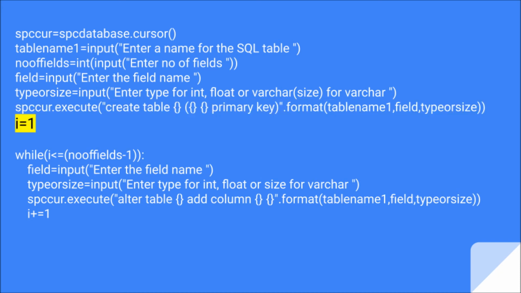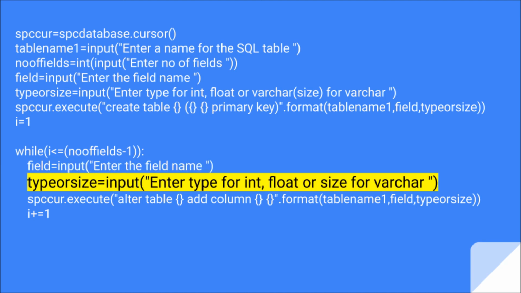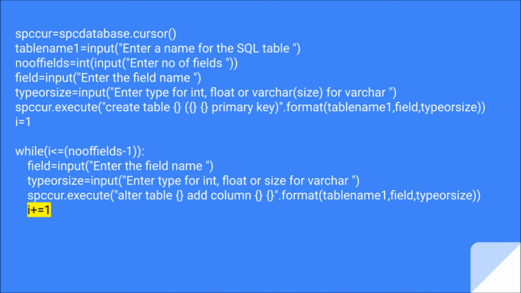We have declared and initialized the variable I. We can see here how we have used the variable I in the while loop to keep track of the number of fields. So we must create the subsequent fields within the while loop. In this line we can see the cursor object is calling the method execute and actually we are altering the previous table and adding additional columns one by one and also incrementing the counter, the variable I.